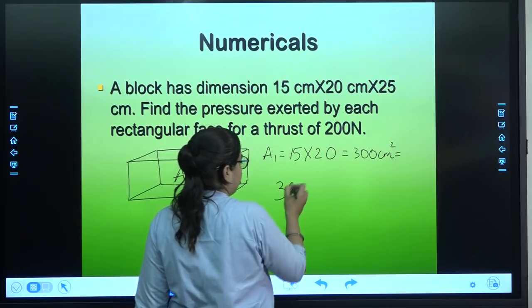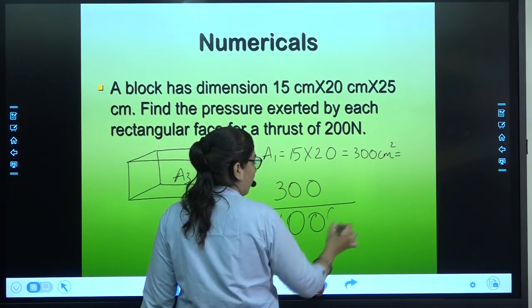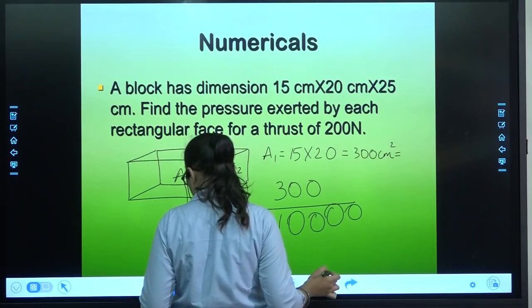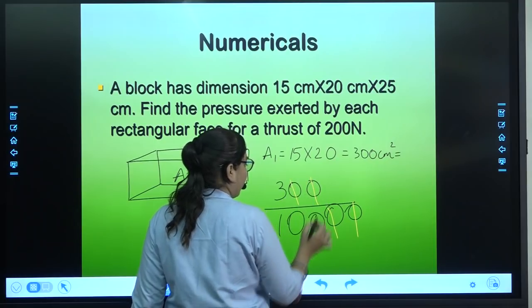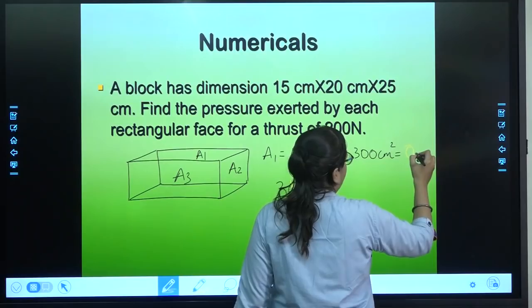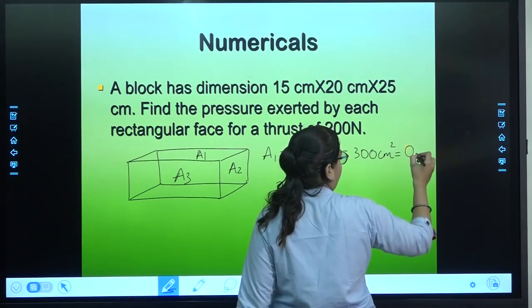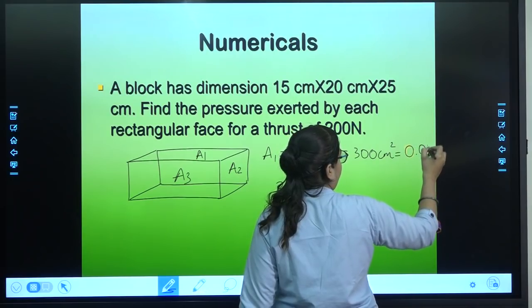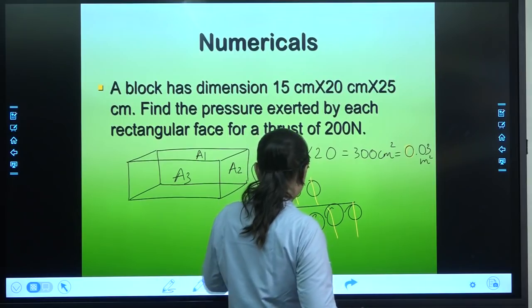It happens like this. 300 upon 10000, 2 zeros will get cancelled out. What remains is 3 upon 100, which is 0.03 meter square. Alright.